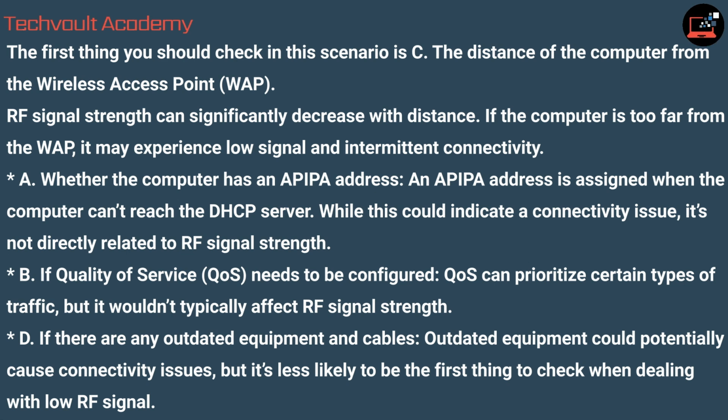A, whether the computer has an APIPA address. An APIPA address is assigned when the computer can't reach the DHCP server. While this could indicate a connectivity issue, it's not directly related to RF signal strength. B. If quality of service, QoS, needs to be configured, QoS can prioritize certain types of traffic, but it wouldn't typically affect RF signal strength. D. If there are any outdated equipment and cables, outdated equipment could potentially cause connectivity issues, but it's less likely to be the first thing to check when dealing with low RF signal.